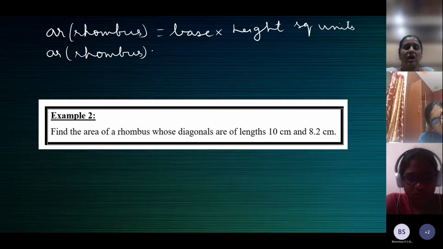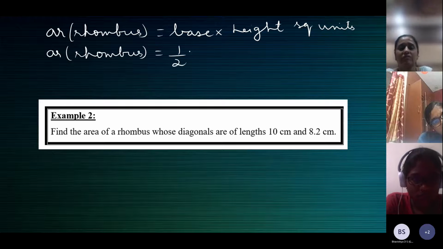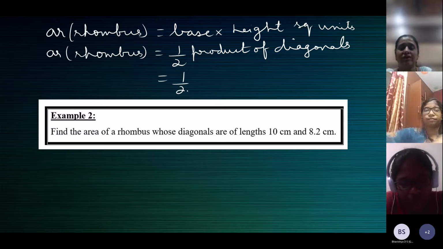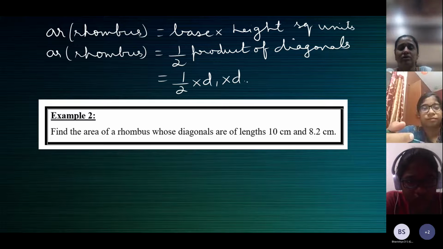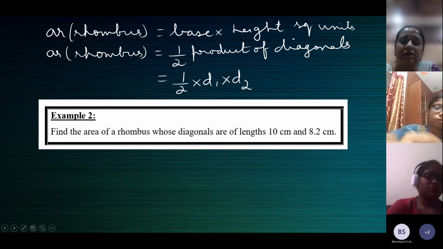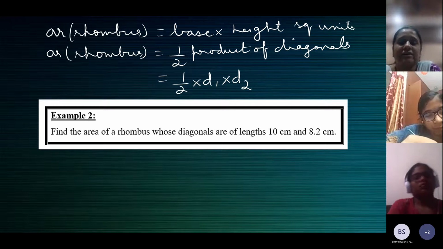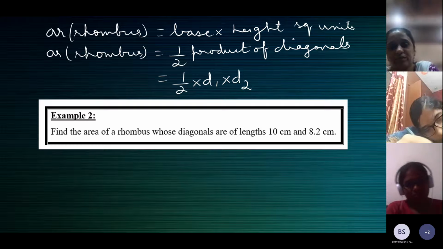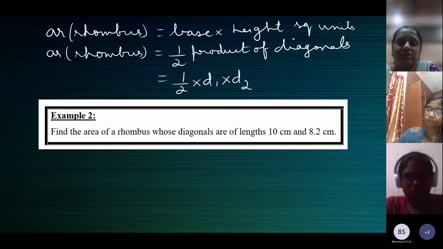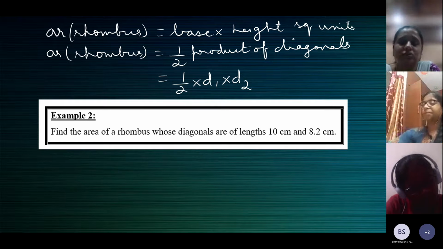Area of rhombus is equal to half product of diagonals. Symbolically, we write this formula as half into D1 into D2. D1 and D2 are the two diagonals. A rhombus is also a quadrilateral. It has two diagonals. So the diagonals are called D1 and D2. The formula to find the area of a rhombus is half product of diagonals, which means half into D1 into D2.